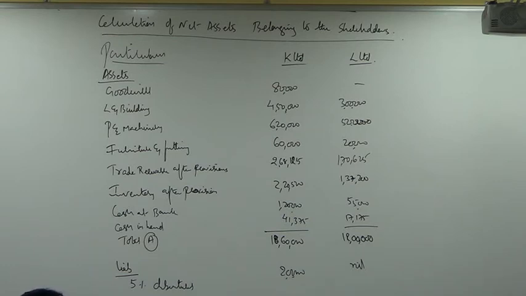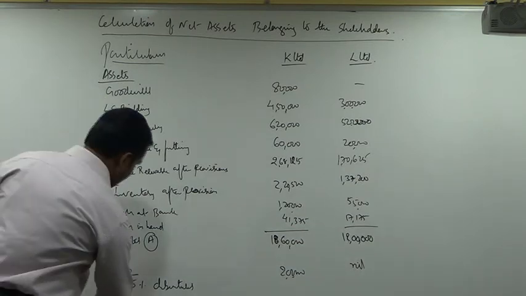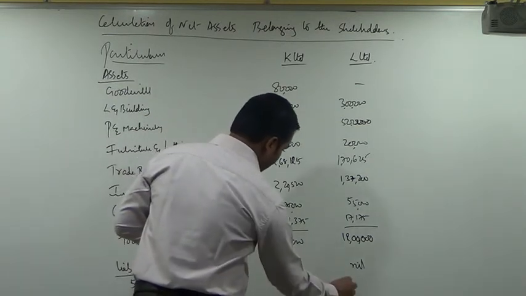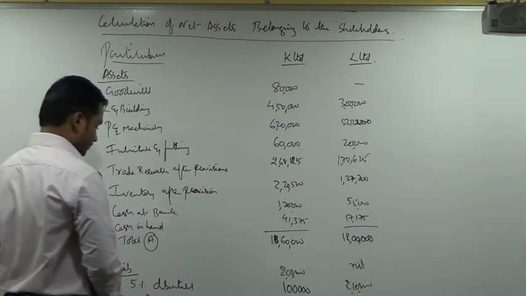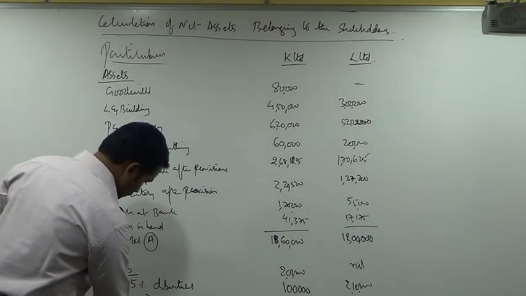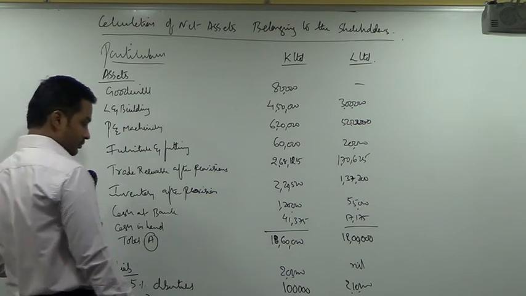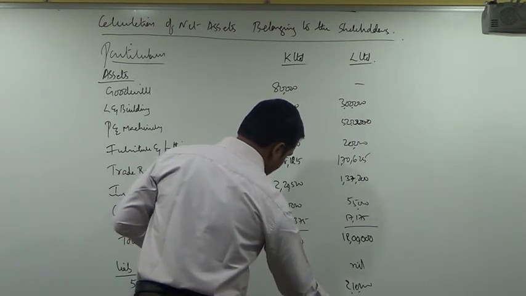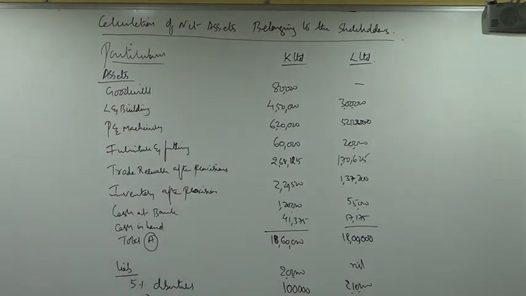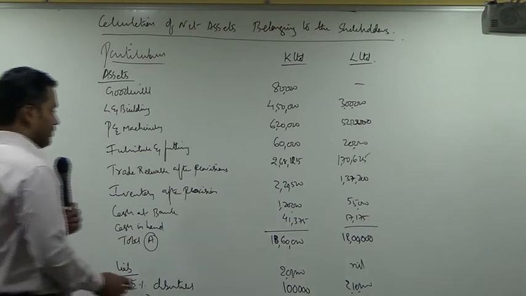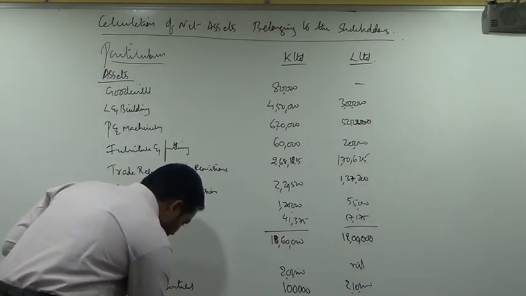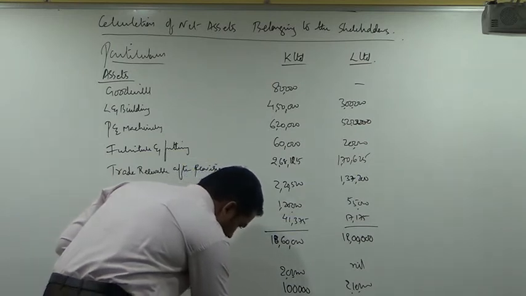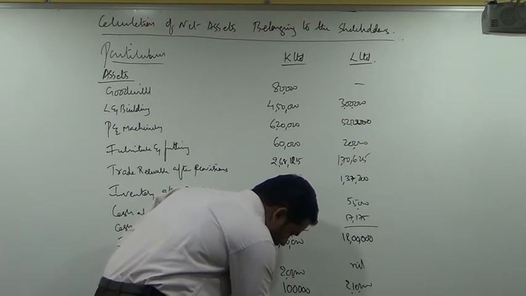Next, trade payables. Trade payables 1 lakh, 2 lakh 10,000. Next, secured loan. How much? Nil and 2 lakh. No preparations. We'll just first find out the net assets available to shareholders. Net assets available to shareholders: 15 lakh 60,000.